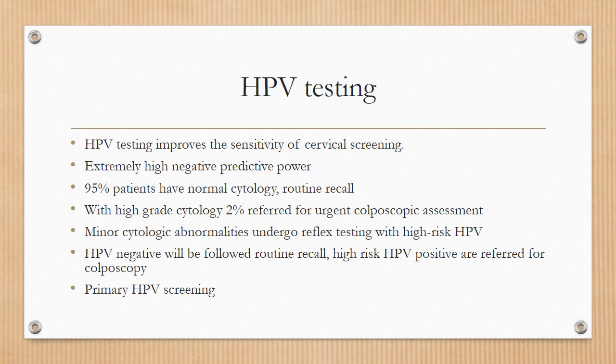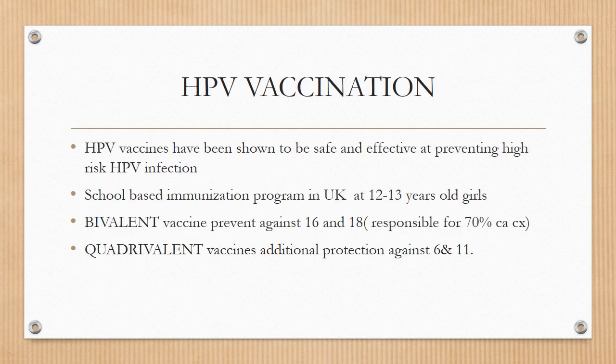When there are minor cytologic abnormalities, they undergo reflex testing with high risk HPV. HPV negative will be followed by routine recall, that is after 3 years, but high risk HPV positive are referred for colposcopy. In some countries, they are asking for primary HPV screening as part of the cervical screening program. Now, HPV vaccines.